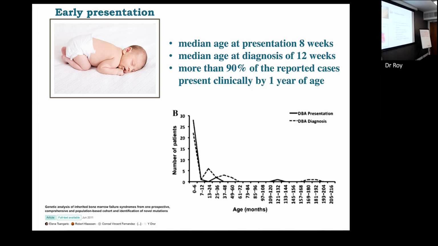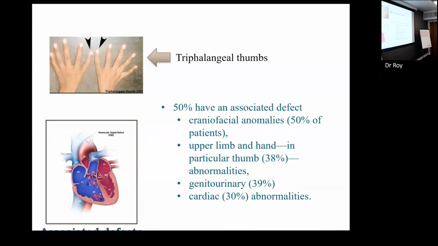So, for example, a triphalangeal thumb. 50% have an associated defect, 50% of which are craniofacial, so cleft lip, cleft palate, 38% are upper limb and hand, particularly thumbs, 39% genitourinary, and 30% cardiac abnormalities.